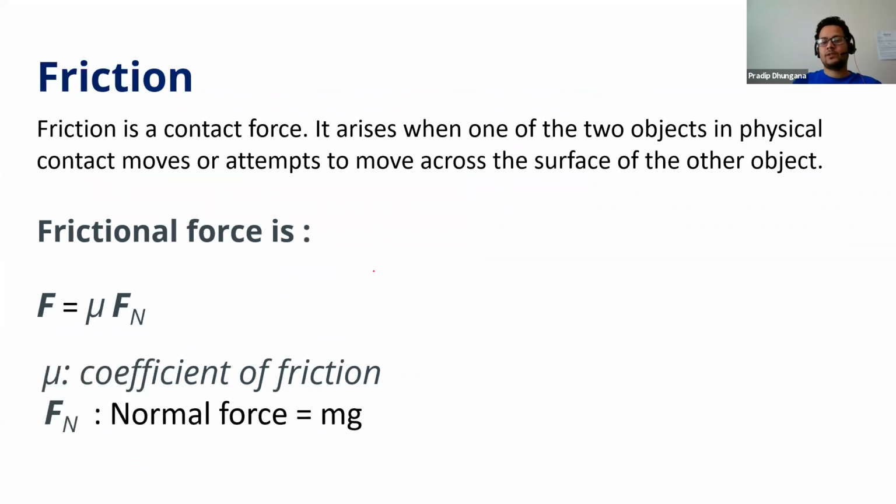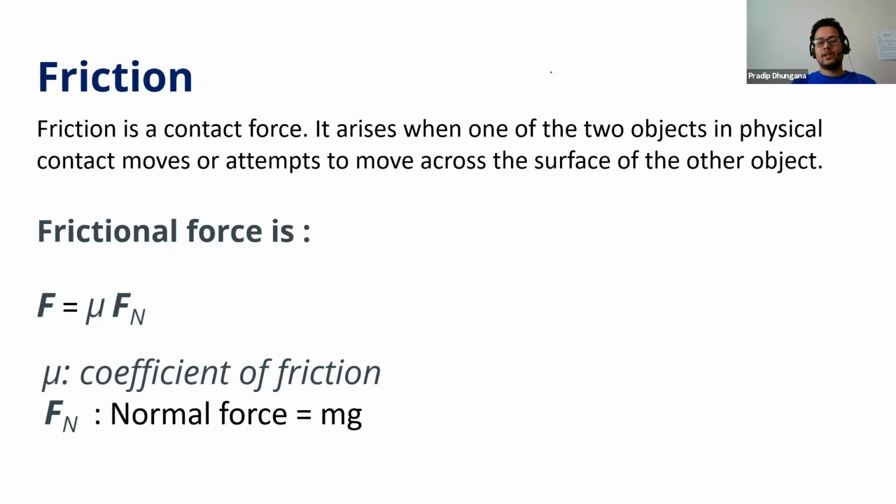Now let's talk about friction. As you know, friction is a contact force. In general, there are two types of forces: one is contact force, another is field force. Examples of contact forces are frictional force, tension force, and normal force. In contact forces, the surfaces of the objects touch each other.